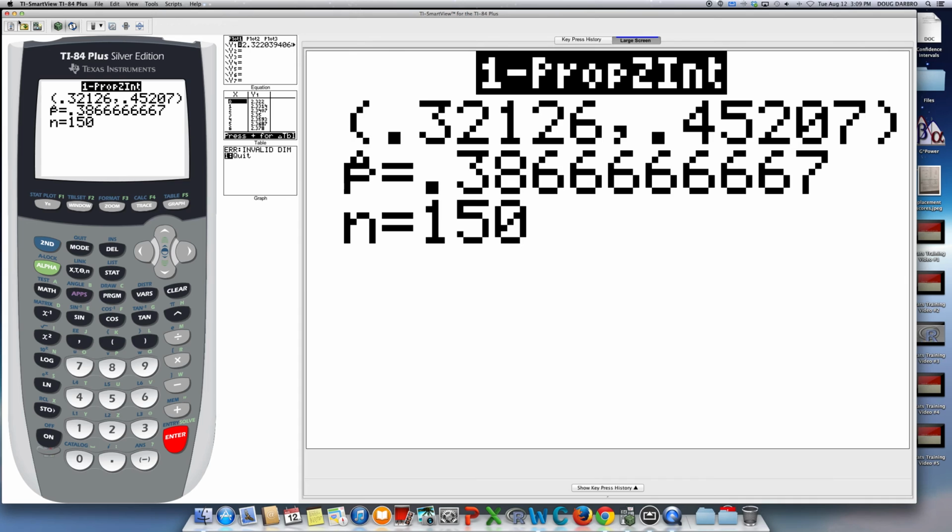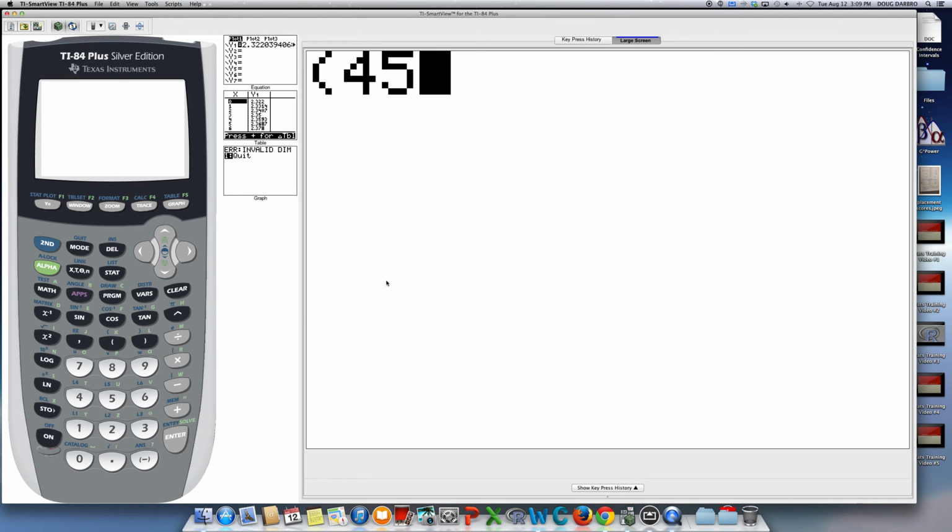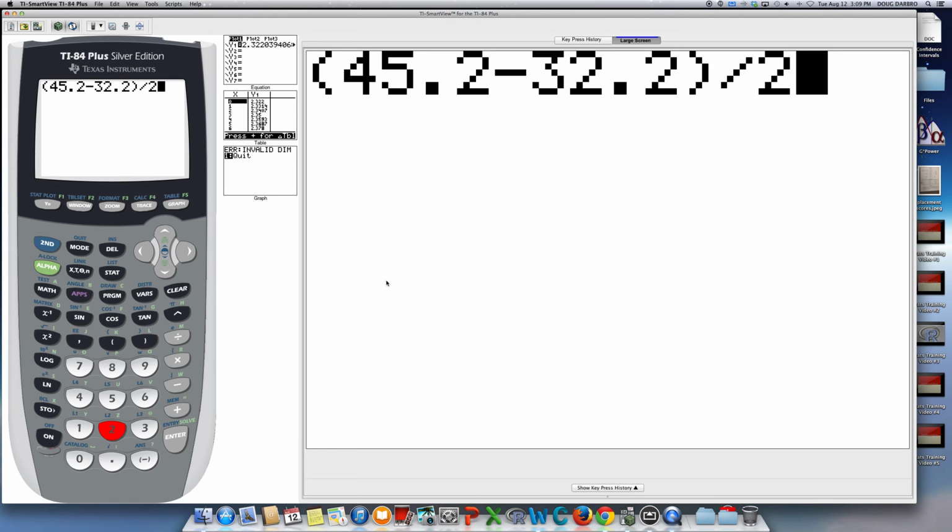Now, going to part B, I ask you to find the margin of error. The margin of error is always easiest to find by taking the biggest number minus the smallest number in our confidence interval, divided by 2. Your students are going to ask you, why does that work? That's something you should easily be able to figure out. So our margin of error will be plus or minus 6.5%.